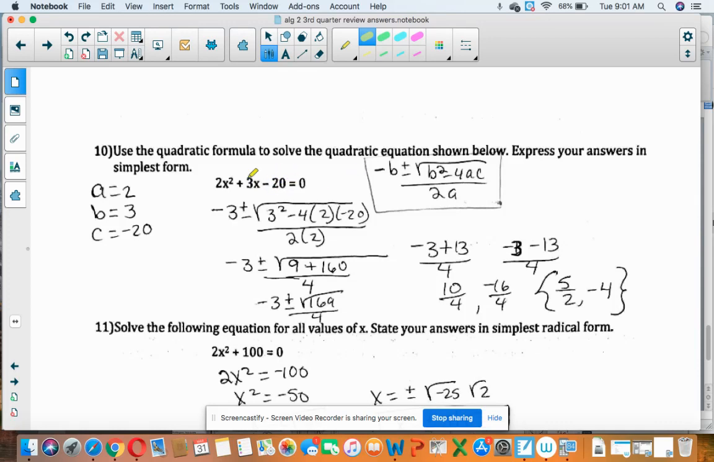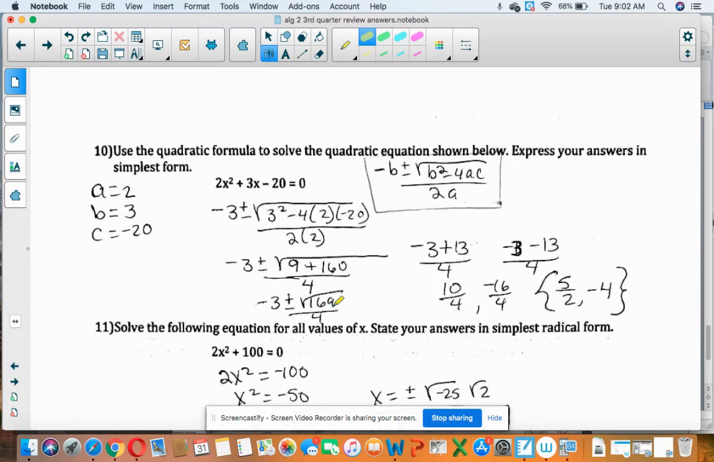So it's negative b, negative 3, plus or minus the square root of b squared, 3 squared, minus 4 times a, which is 2, times negative 20. All over 2 times a. And then remember, a is 2. So 3 squared is 9, negative 4 times 2 times negative 20 is positive 160. 2 times 2 on the bottom is 4. 9 plus 160 is the square root of 169.